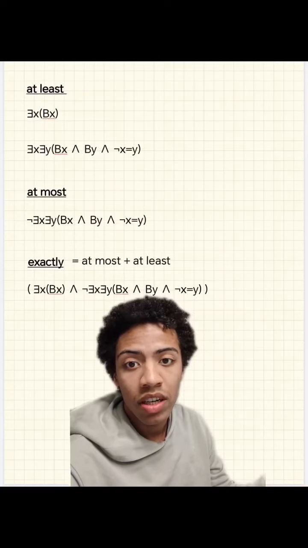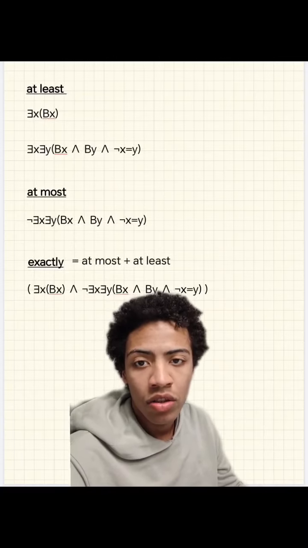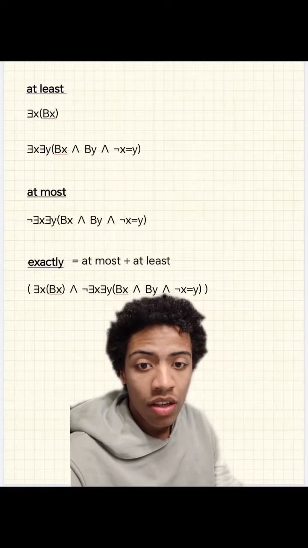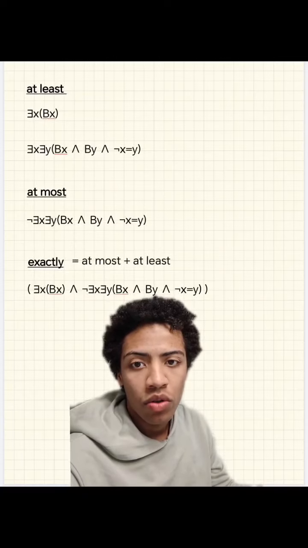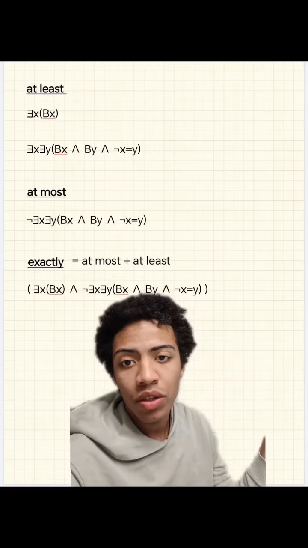Now at most is just the reverse of this. So it's not at least two, but it is negation at least two. So not at least two. So it's less than two. So it is at most one in this case. It's less than two, meaning it's at most one. So yeah, that's at most.